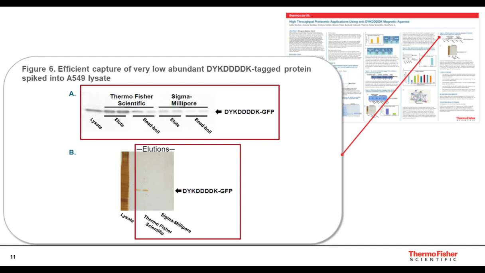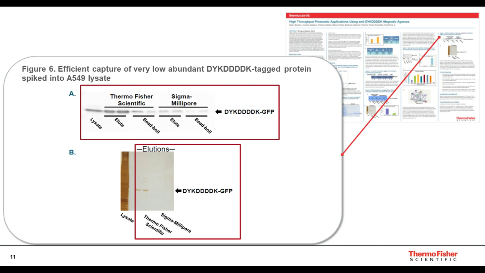Going from left to right, the starting lysate is shown, followed by duplicate elutions and duplicate post-elution bead boils. Yield of tagged GFP is seen to be higher with Thermo Scientific magnetic agarose versus competitor beads, indicating that the higher capacity Thermo beads are more effective at capturing low abundant targets.